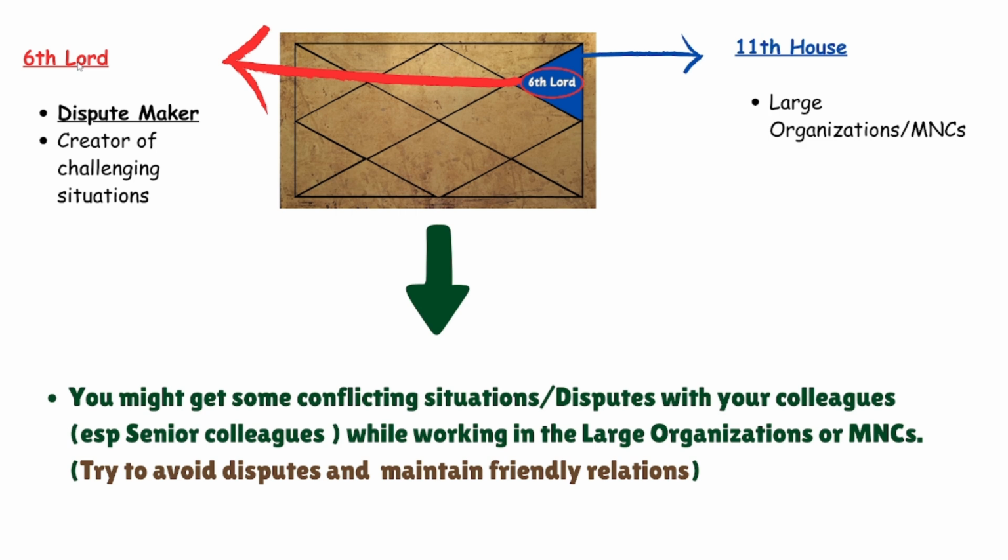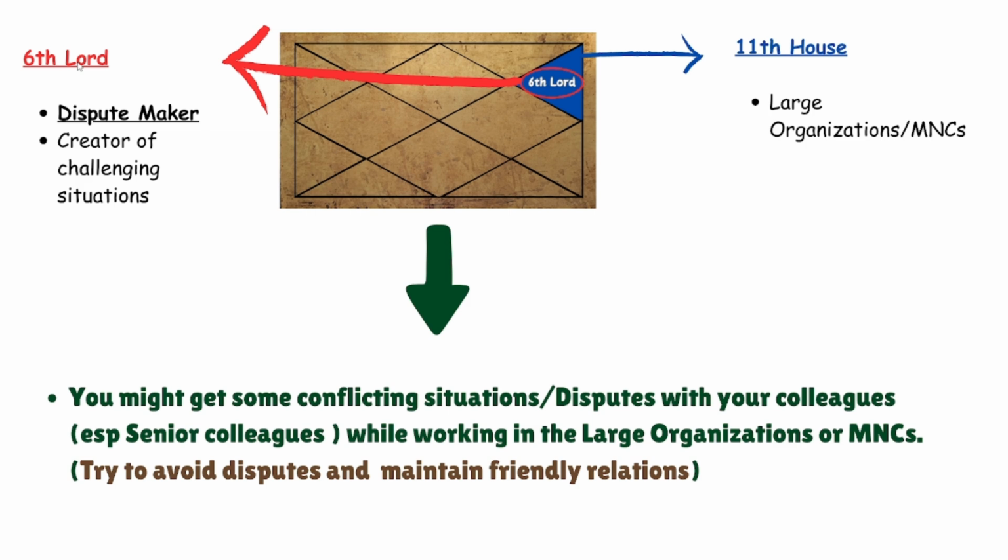Now let us see some generic predictions. Sixth lord going into the 11th house. The sixth lord is a dispute maker. It is a creator of challenging situations. And now this dispute maker went and sat in the 11th house, which is the house of large organizations, MNCs.